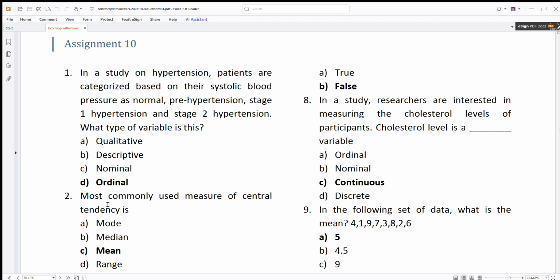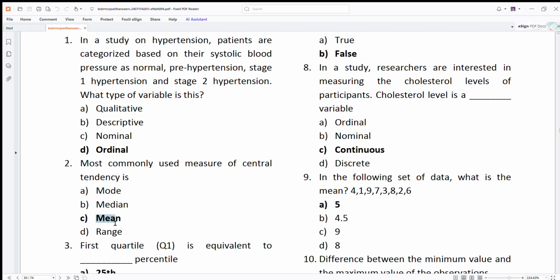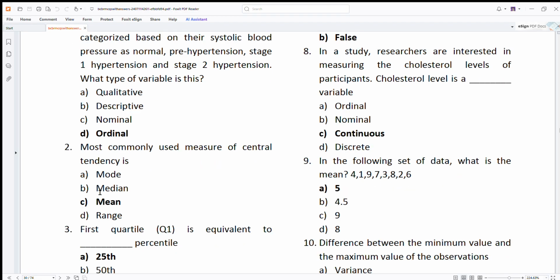Most of you know measures of central tendency. Mean. This is an extremely important question. Mean, median, mode. These three are measures of central tendency. Range is a measure of dispersion. So mean is most commonly used.